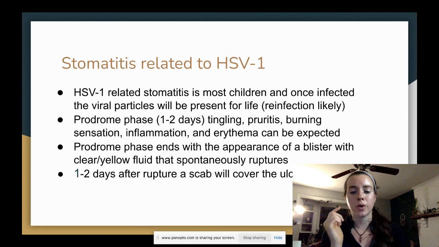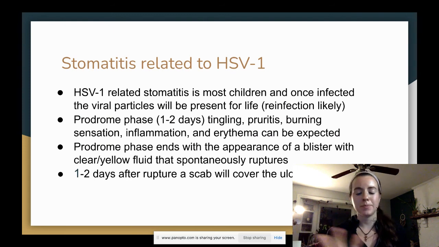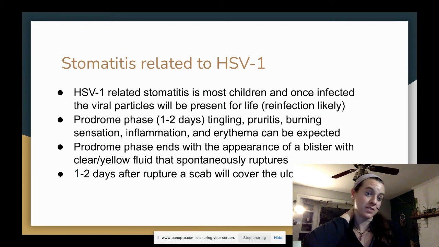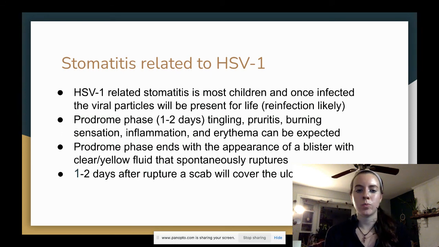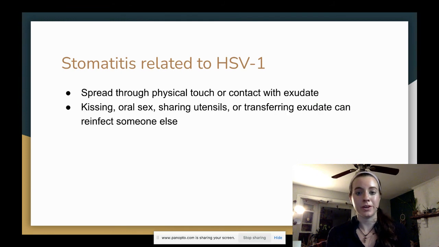Whether you rupture it or not, it will spontaneously rupture eventually, typically about 3 to 4 days into this, and that exudate can also infect others, and this is why with children it spreads so easily, because they touch everything. Eventually a scab will form, and it takes about 10 to 14 days for this to heal entirely. But we know that the viral particles are still in your body.